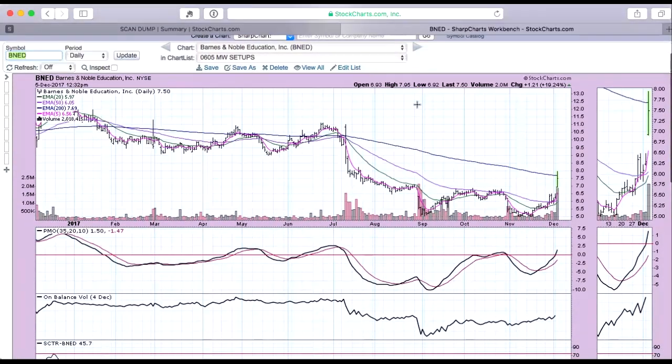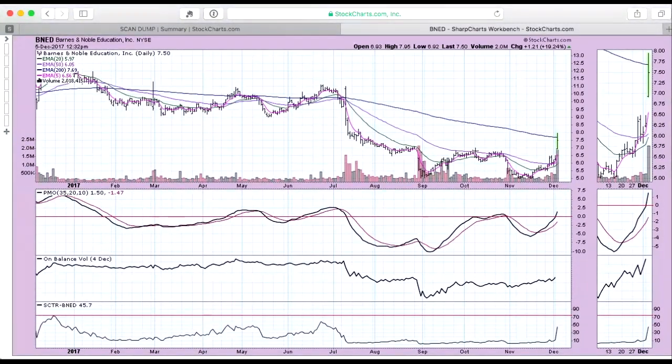Barnes & Noble Education. And gap up, yeah, big time breakout here. Nice PMO buy signal. Look at the scooter, obviously coming back to life. I wish I had found this one a little bit earlier for you guys, but you can see that rounded bottom, the pullback just below the 20, and then we started to take off. But now we have broken above that $7 level.